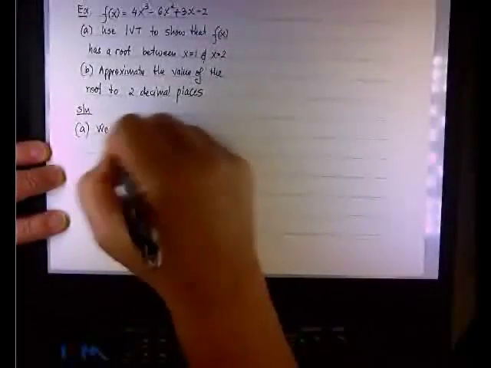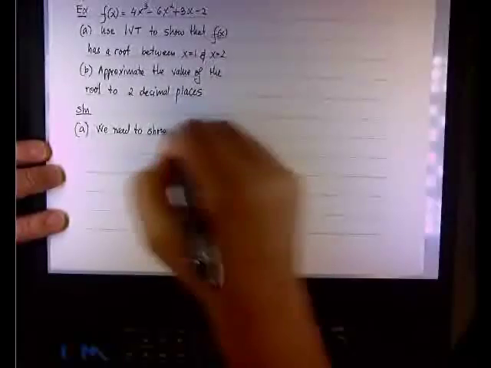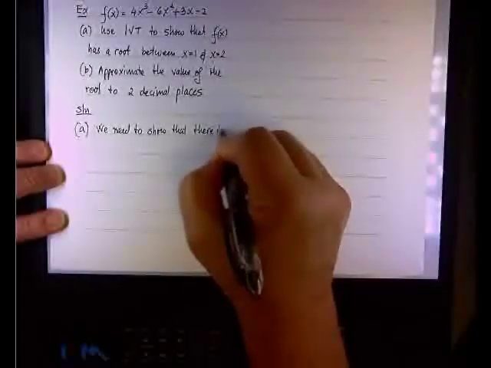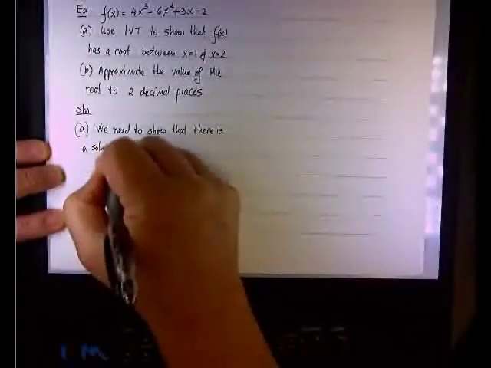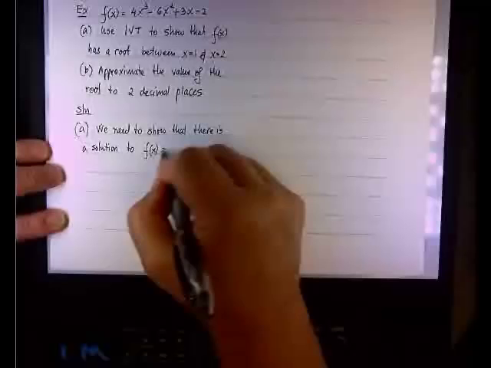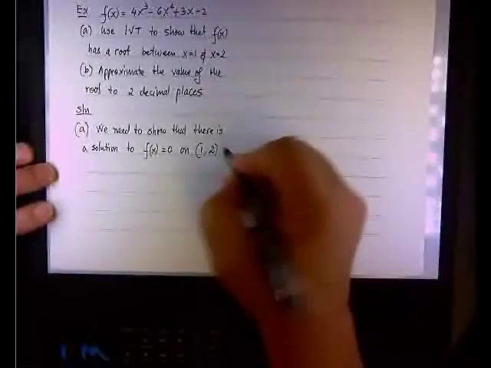Okay, so in part A, we need to show that there is a solution to f of x equals 0 on the open interval 1 and 2, between 1 and 2. Okay? So let's write it. So we need to show that there is a solution to f of x equals 0 on the open interval 1, 2.